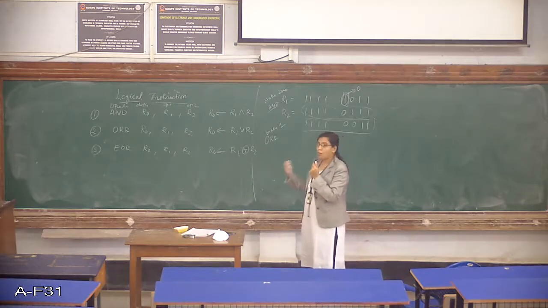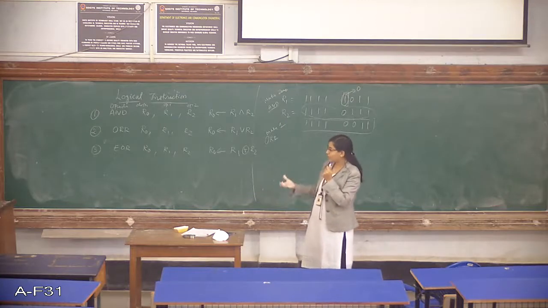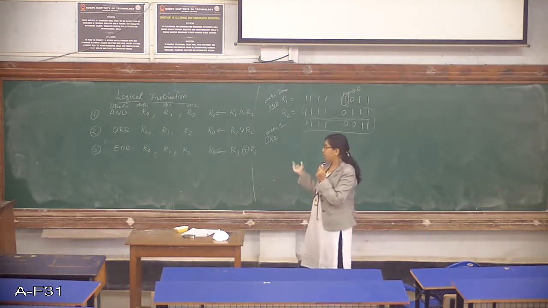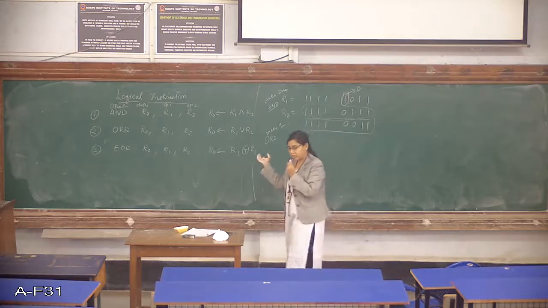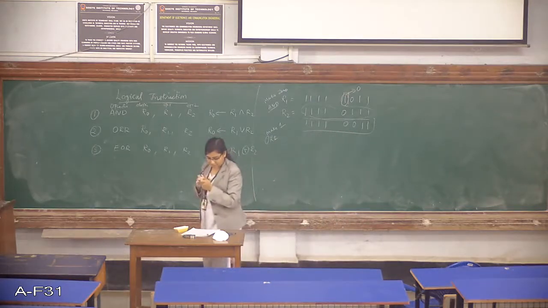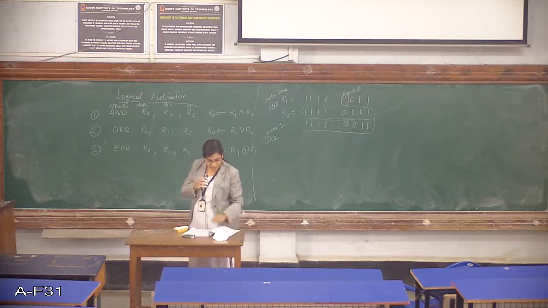If you want to do complement, instead of going with any complement instruction, you can go with an XOR, where you can complement a particular bit. So this can be done with the XOR part. So this is AND, OR and XOR.